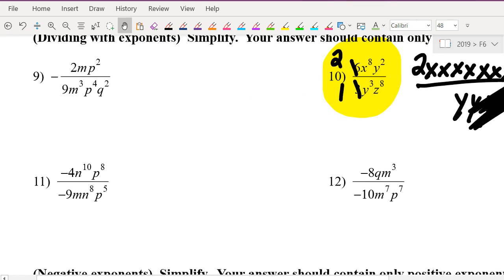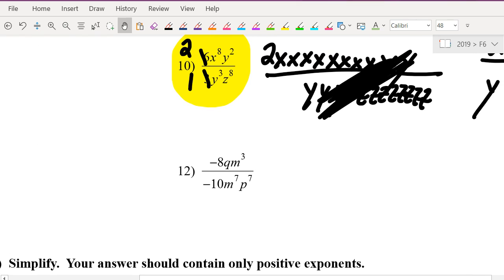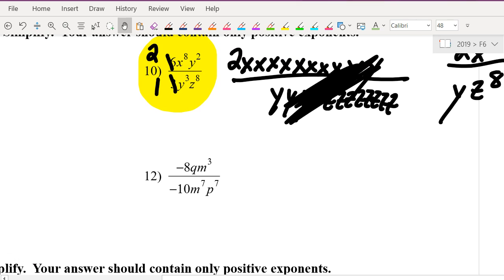Alright, do we need to do another one of those or not? No. Okay. Actually, this one? Negative 1 because it's negative. Alright. Which one you want to try? 12. Let's do 12. Alright, who wants to do it?